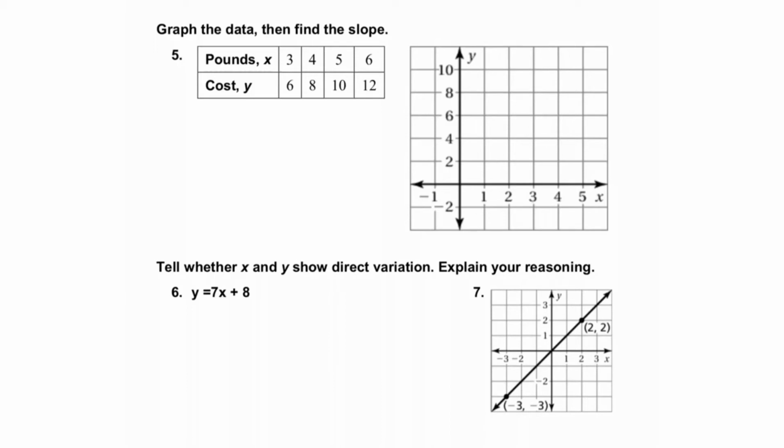And for number 7, the graph, you're supposed to be able to tell if it shows direct variation just by looking and seeing, does that graph go through a certain place? If it does, it shows direct variation. And if it doesn't, it doesn't. Now you do those.